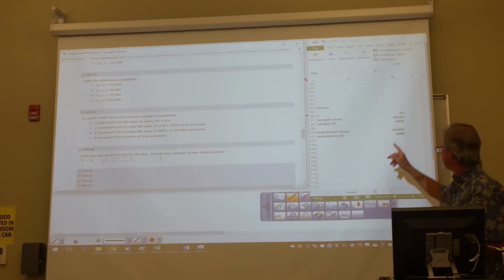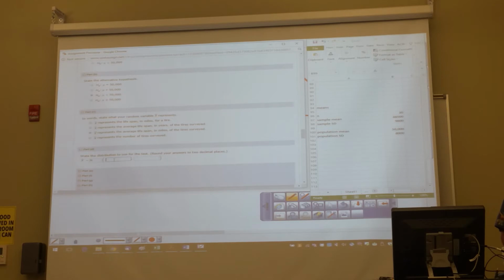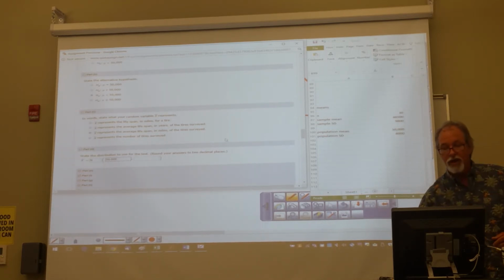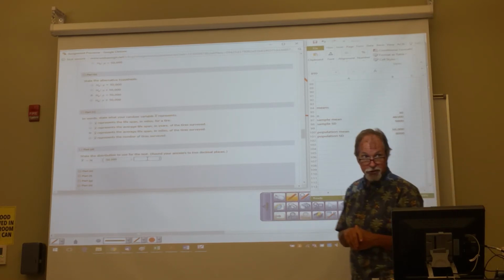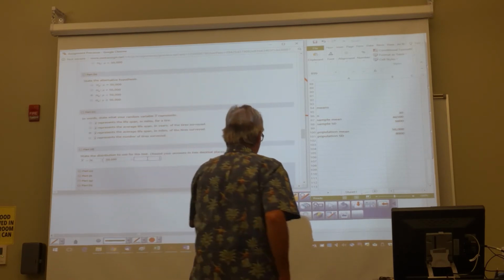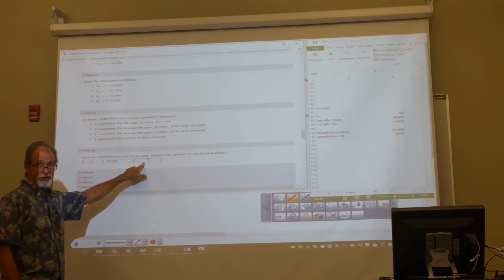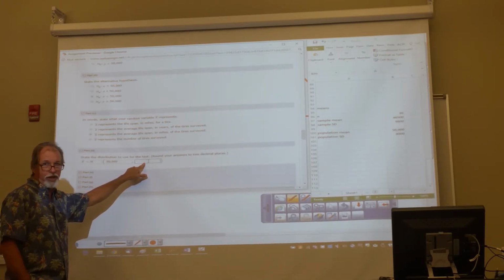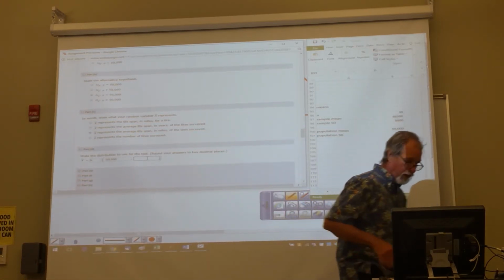The mean is 50,000. What goes here? The SE, right? The standard error. I call it standard error. They use the little sigma with the X bar in there. So what is that?